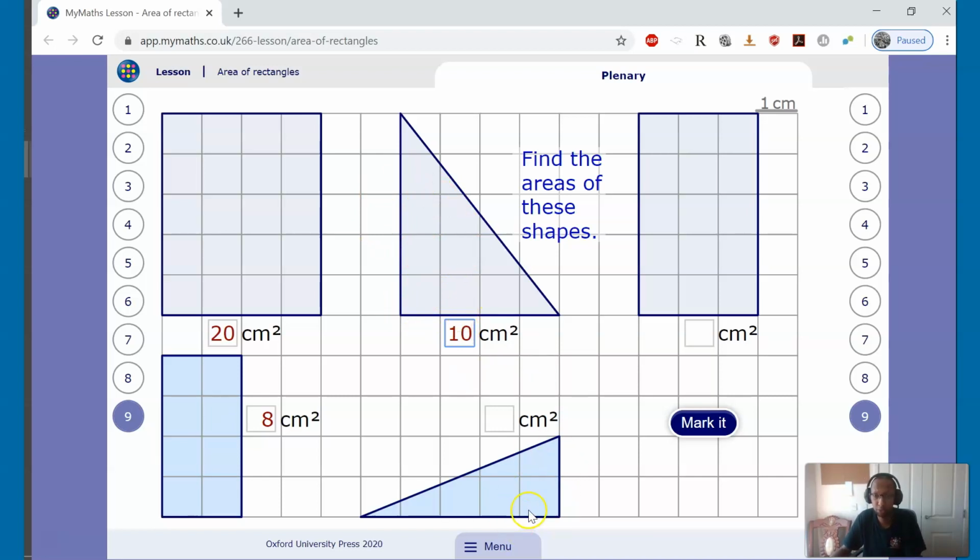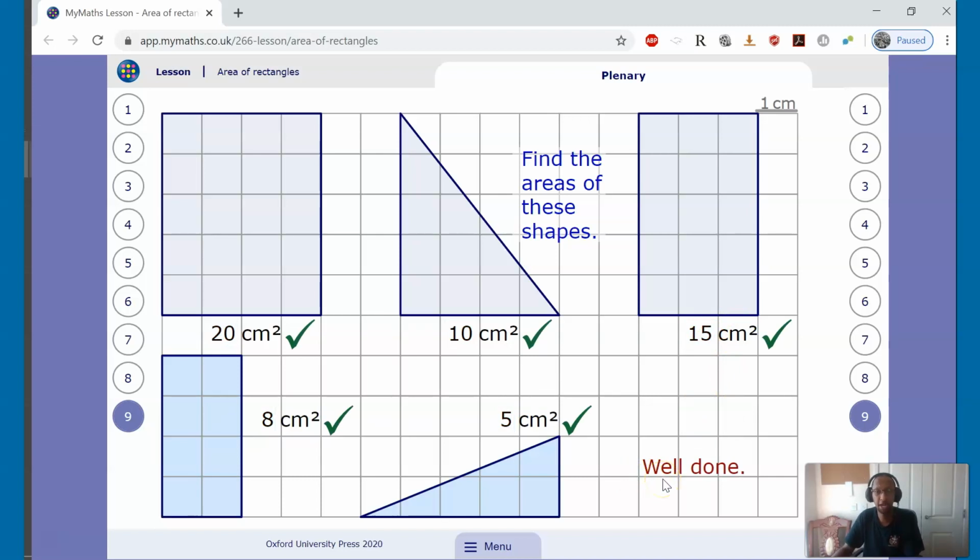Try with this one and see what you get. So its height is 2. So 1, 2. And going along, it's 1, 2, 3, 4, 5. 5 times 2 is 10. 10 divided by 2, 5. So the area here is 5 centimeters squared. And finally, something you're familiar with, 1, 2, 3, 4, 5. 1, 2, 3. 5 times 3, 15.